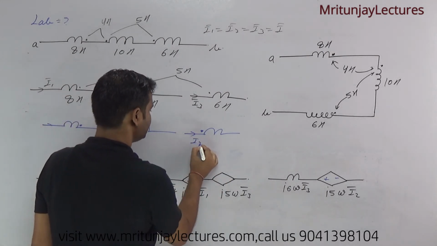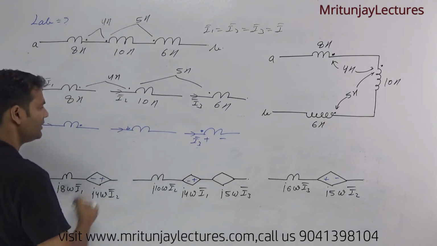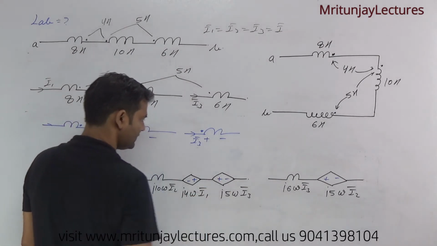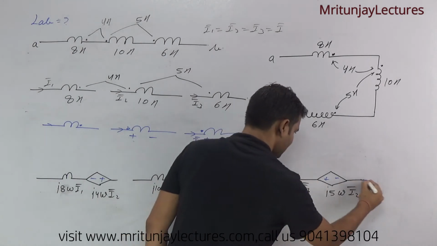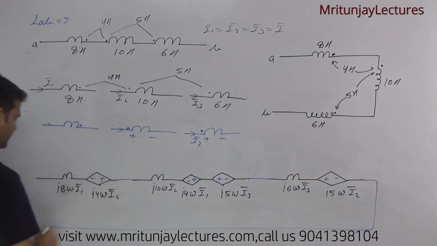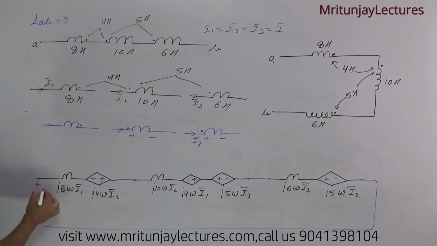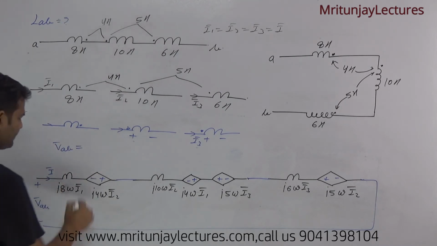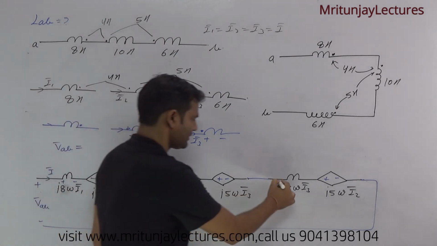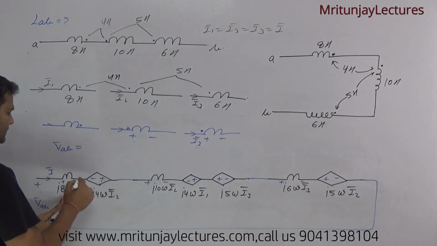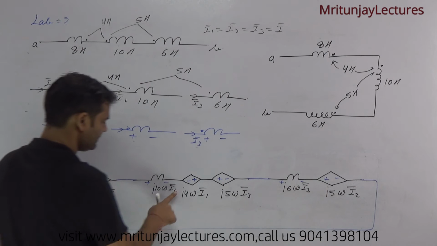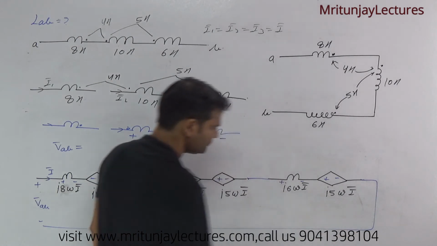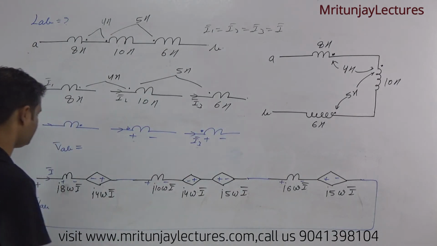If current is flowing in the I3 circuit, plus to minus, then it only affects the I2 circuit. So this one is positive, here negative, and for the final circuit make it like this one: voltage V of AB, and here I. V of AB is written as the current corresponding to, okay, all currents are the same, that's why I1, I2, I3 are the same.